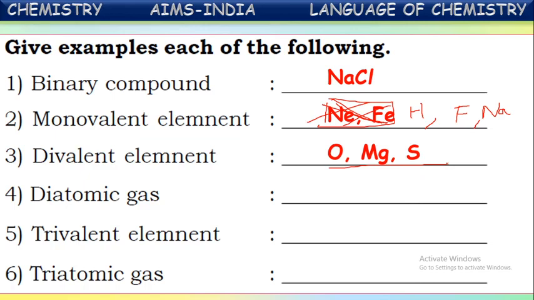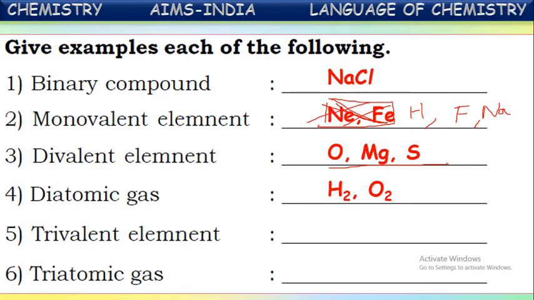Next, diatomic gases. Diatomic gas means the gas which has two atoms in its molecule. Can you give an example for diatomic gas? Hydrogen. In this molecule of hydrogen, there are two atoms of hydrogen. So it comes under diatomic gas. Even oxygen has two atoms in its molecule. F2, Cl2, N2, these all are diatomic gases.